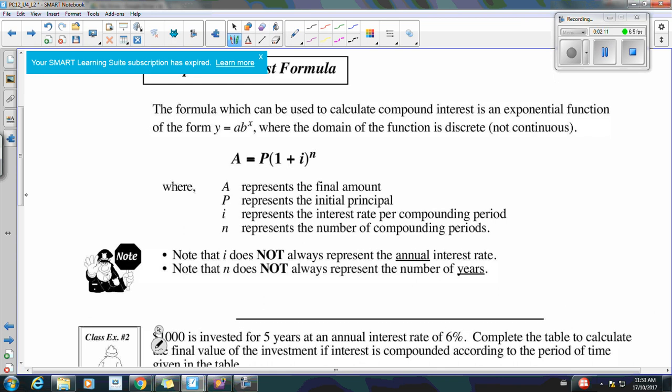So here's a formula for compound interest. Here we have A, which represents the final amount. P is the initial principal. 1 plus I, where I is your interest rate per compounding period. And N, which is the number of compounding periods. Now this formula is not on your formula sheet, but it's very similar to one which is on your formula sheet. The reason we go 1 plus I is because we're now looking for our final amount. So we keep what we have, plus we add a certain percentage. So getting 6% interest, we're really getting 106% of what we had before.